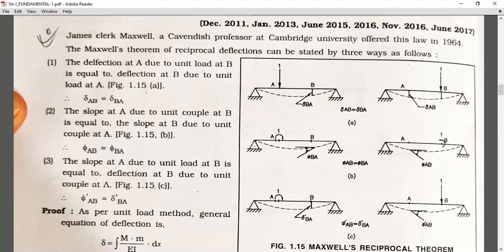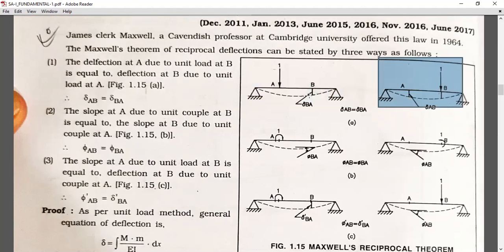First, the deflection at A due to unit load at B is equal to the deflection at B due to unit load at A. That's why delta BA is equal to delta AB. ફિગર નંબર એ માં બે ફિગર આપેલી છે, એક આ અને એક આ. આમાં એવું કહે છે કે એક યુનિટ લોડ એટલે એક સિમ્પલ લોડ કોઈ પર્ટિક્યુલર એ પોઈન્ટ ઉપર લગાવવામાં આવે તો બી પોઈન્ટ ઉપર જેટલું ડિફ્લેક્શન આવતું હોય છે એટલું જ ડિફ્લેક્શન જ્યારે આ એક યુનિટ લોડ બી ઉપર લગાવવામાં આવે તો એ ઉપર લાગતું હોય છે. એટલે મિરર ઇફેક્ટ જેવું કહી શકીએ આપણે અહીંયા.